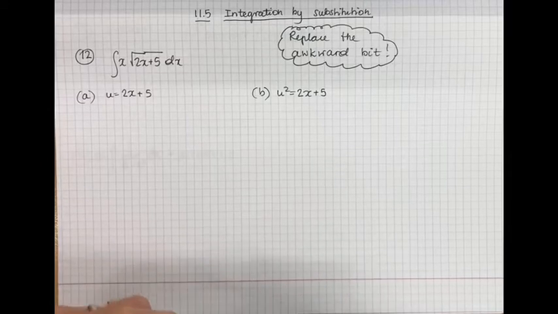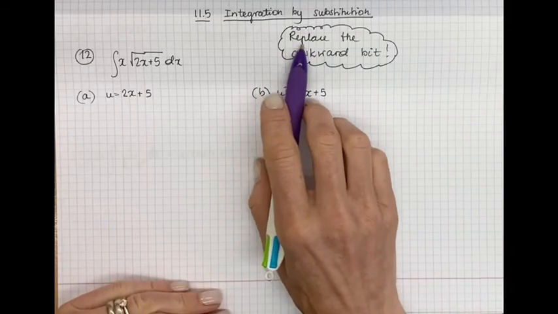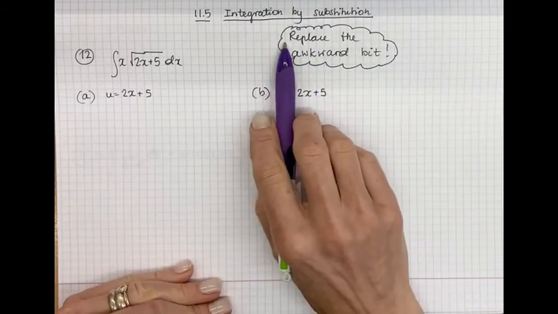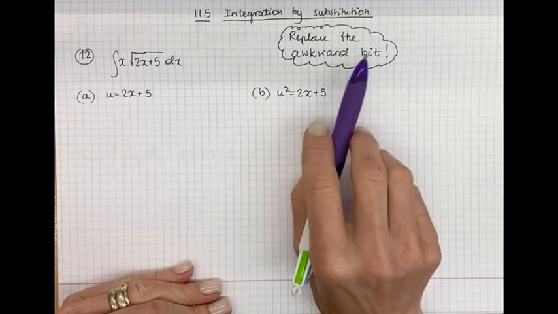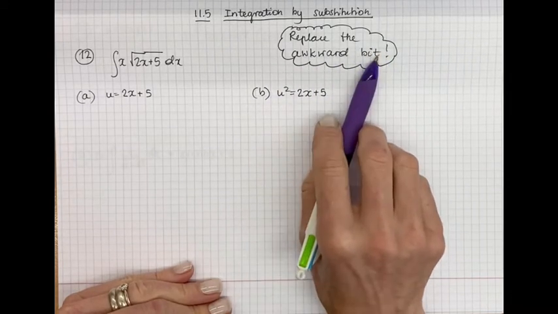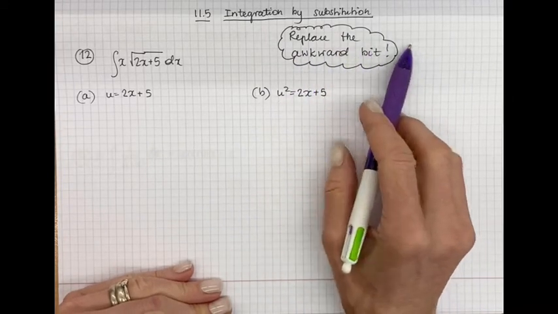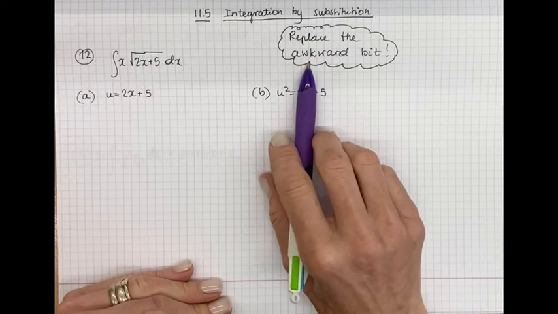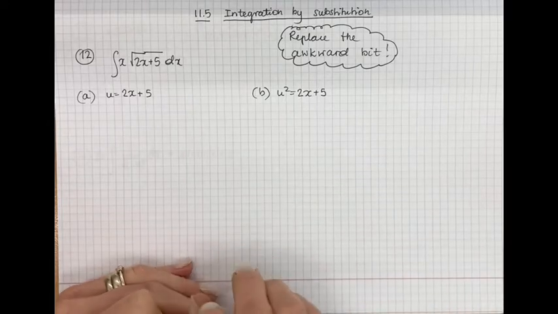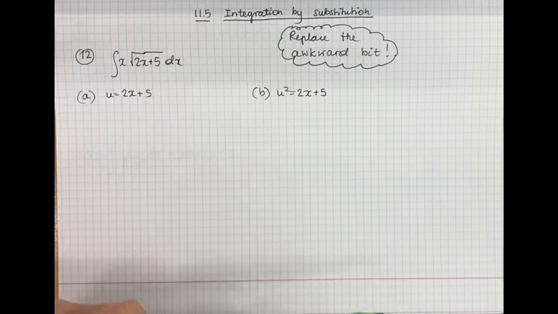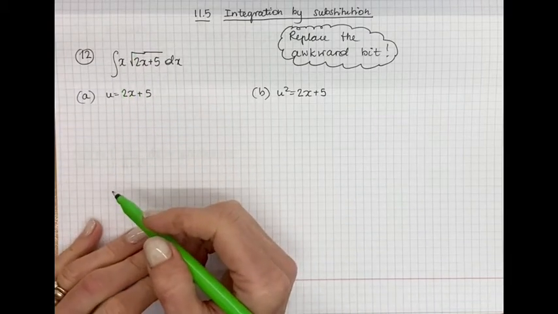Section 11.5, integration by substitution. Remember from the previous section where we started on the idea of substitution: replace the awkward bits. So the bits that have a higher power, the parts that are in the denominator, the bits that are under the square root, so that's a weird power. And very often in those questions, you will have the substitution given, but it's not always the case. So you need to be confident in understanding which part of your expression can be substituted.